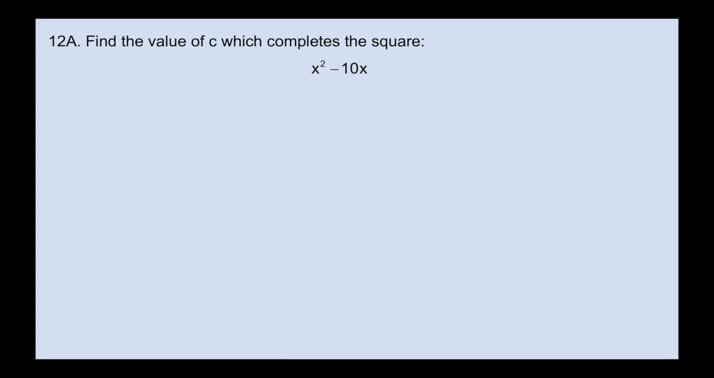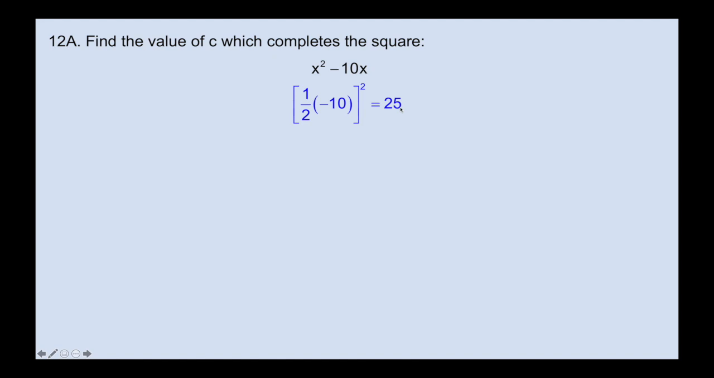Now we're going to talk about completing the square. We want to start by finding the value of c that's going to complete the square. In order to get that value, we take our b value, our middle term, that -10, and we either divide it by 2, or you can think of multiplying it by 1/2, and that's going to give me -5. Then I take that value and I square it. -5 times -5 gives me +25.